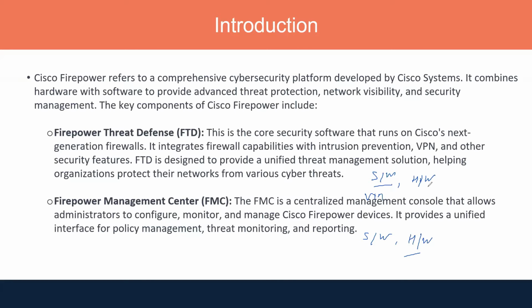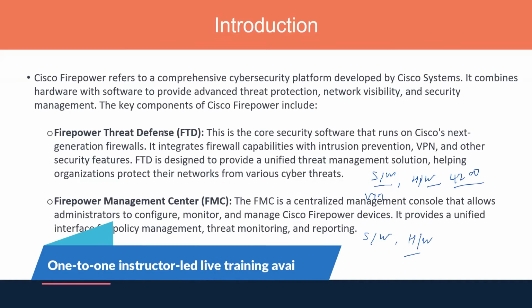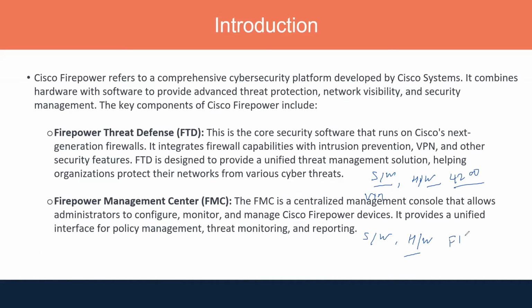If I talk about the hardware, for FTD we have a very famous hardware, which is the 4200 series. This is one of the very famous series of hardware. So you can purchase the Cisco Firepower 4200 series hardware as a firewall. And if you want to use FMC, for FMC you can use the 1001 hardware. So they have both options.